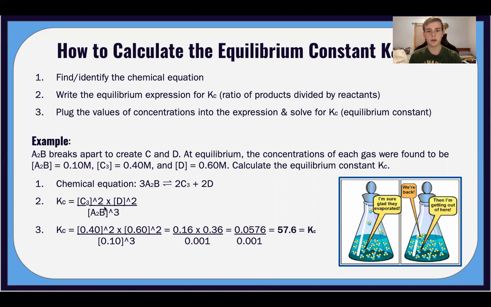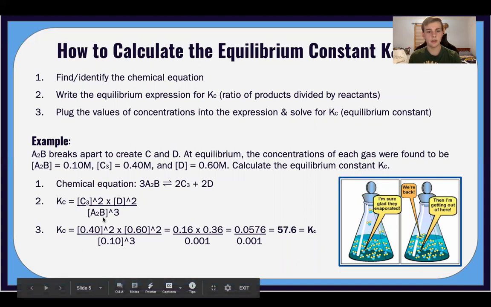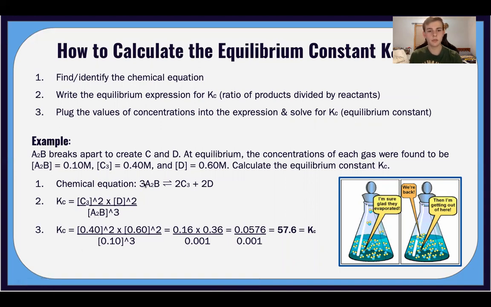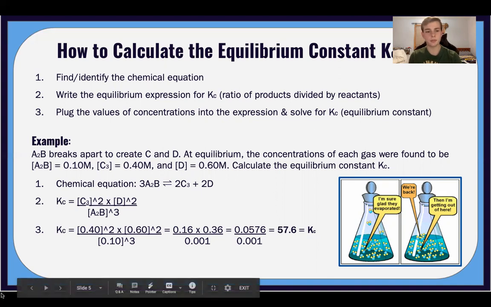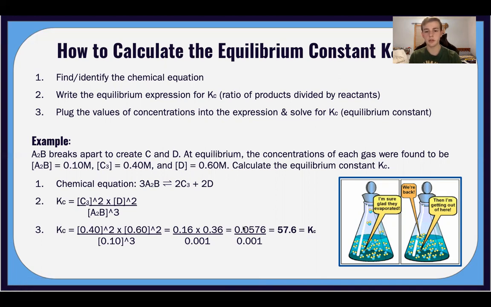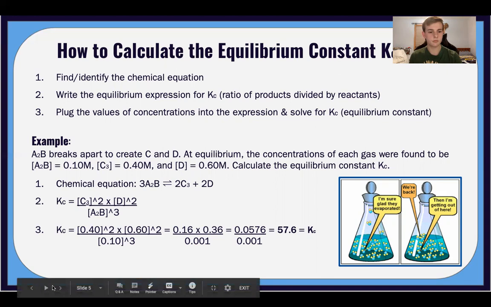And then we get our equilibrium expression for Kc. That is just our ratio of products divided by the reactants. So we have C3 and the coefficient turns into an exponent there, and same thing for D, since we have 2 D here. And then A2B, we have a 3 as a coefficient there, so that turns into an exponent, power of 3, as well. Then we plug in our values of the concentrations for each one, and we end up getting 57.6 after doing a little bit of simple algebra. So that means that this one is in favor of the products, which are on the numerator side of this fraction.